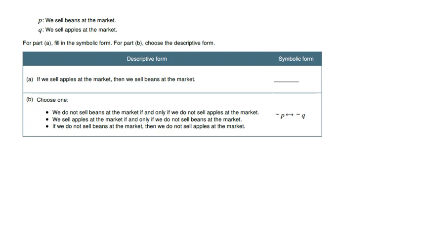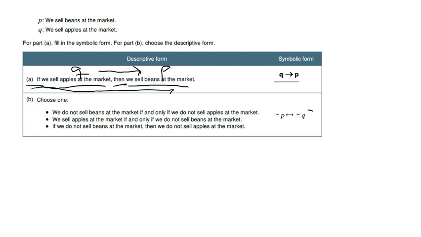If we let P represent we sell beans at the market and Q represent we sell apples at the market, then we can express this statement here in symbolic form as follows. We sell apples at the market is Q. We sell beans at the market is P. They're joined together with the if then, Q, then P.